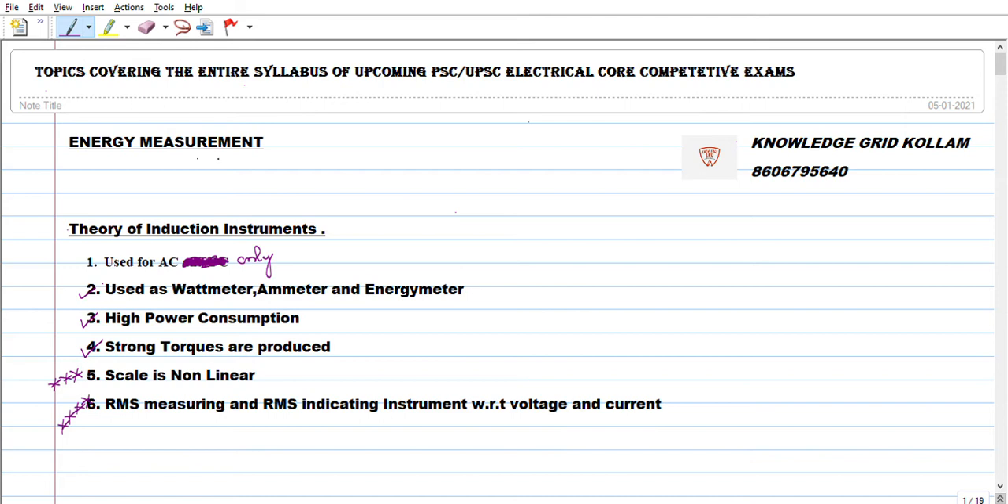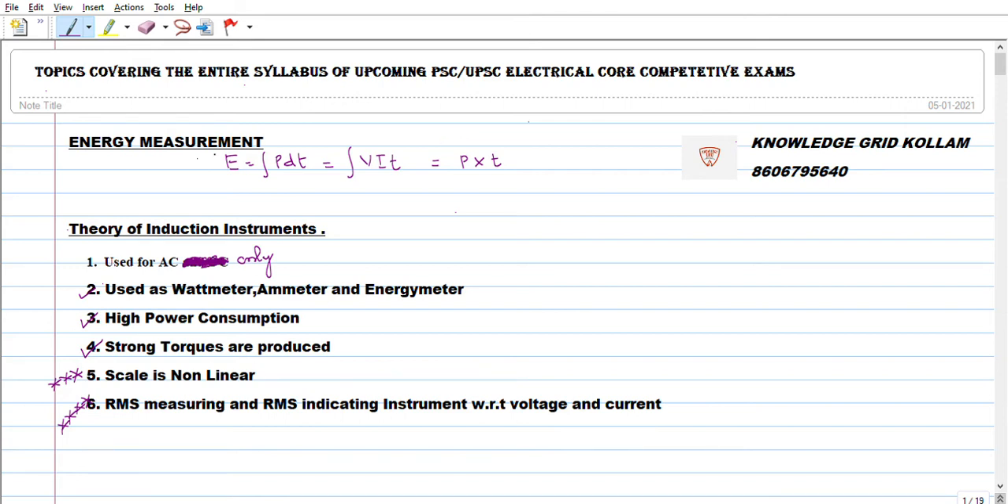What is energy? Energy E is equal to the integral of power, integration of P dt, or otherwise V into I into T. Energy is simply power into time, the general equations.